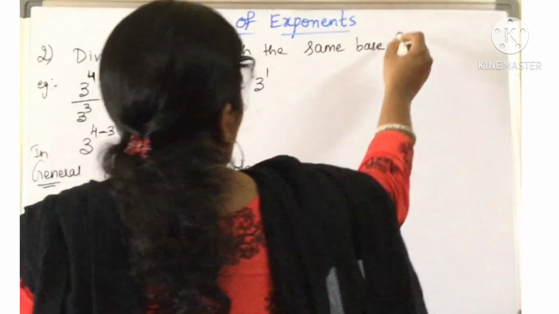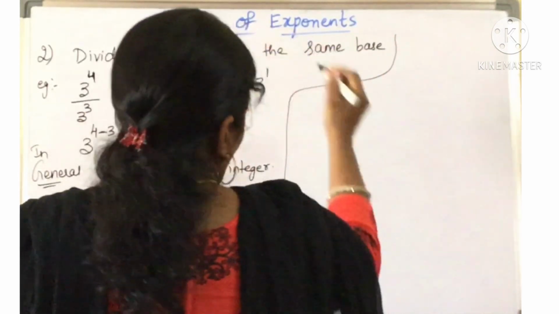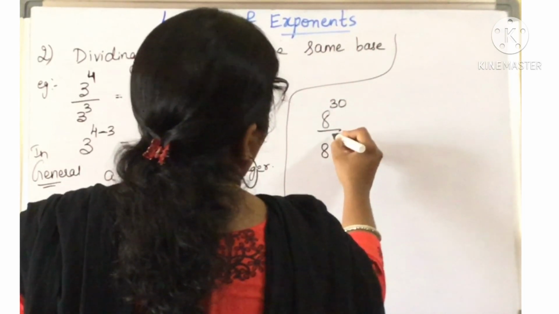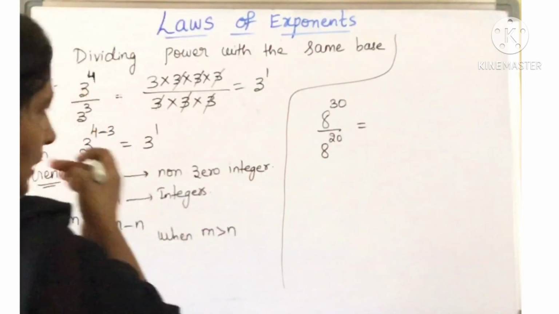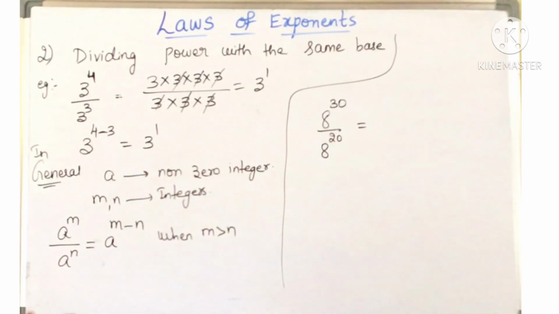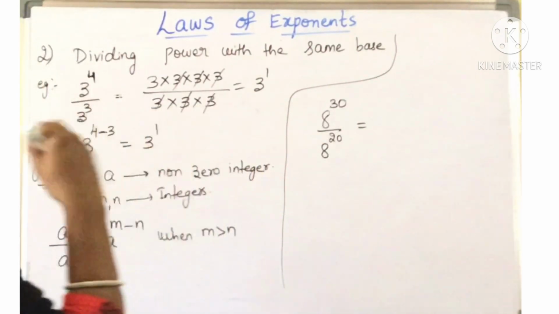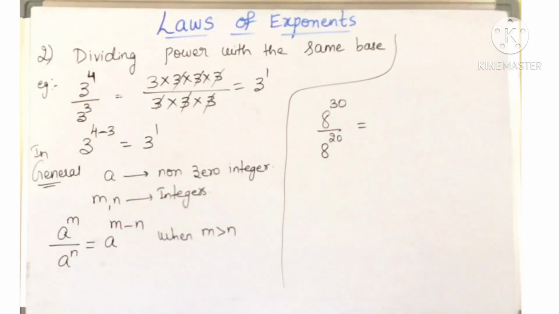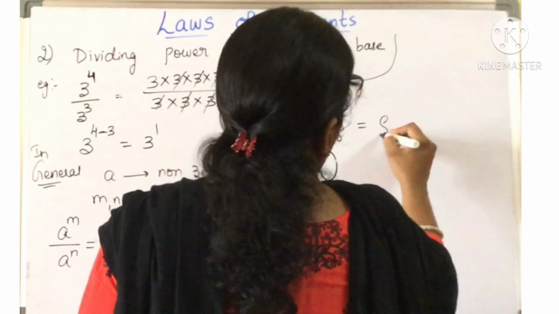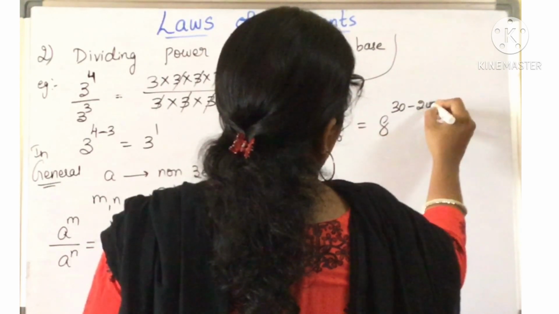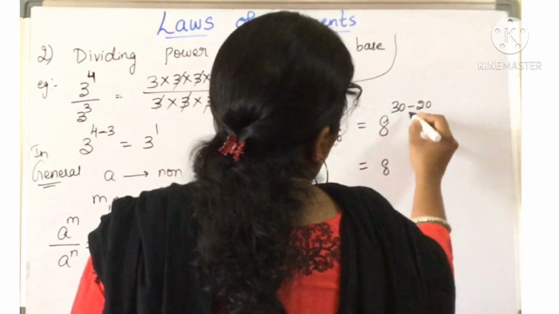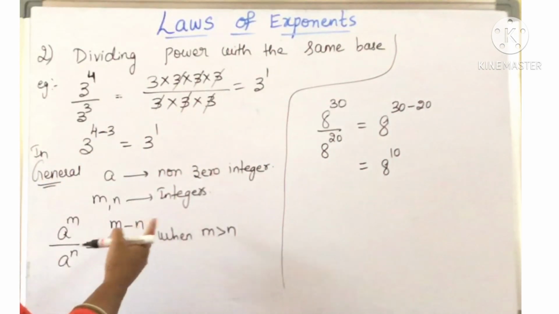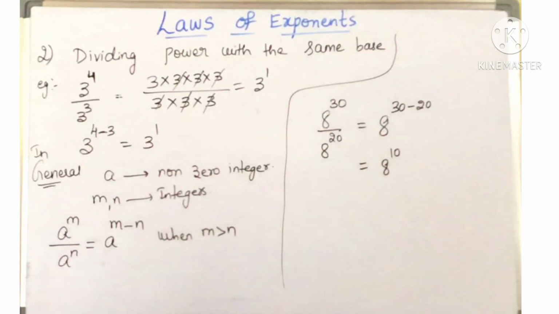Means the numerator power is greater than the denominator power. For example, I will take one more example. 8 to the power of 30 by 8 to the power of 20. Here, the bases are same. What is the base in this? 8 and 8. And the powers are different. If you see, the numerator power is greater than the denominator. So what is the answer, children, here? 8 to the power of 30 minus 20. That is 8 to the power of 30 minus 20, how much is it? 10. So this formula is applicable only when m is greater than n.